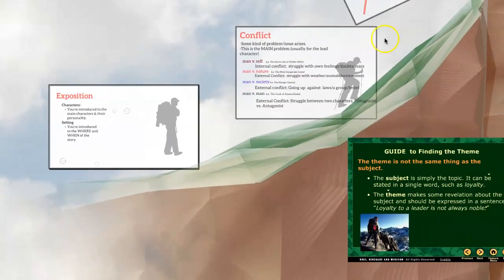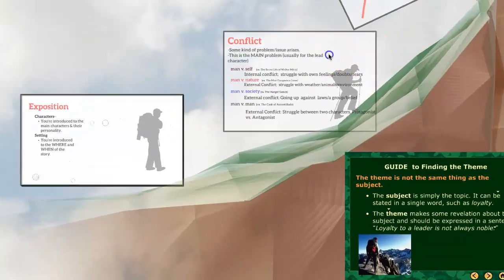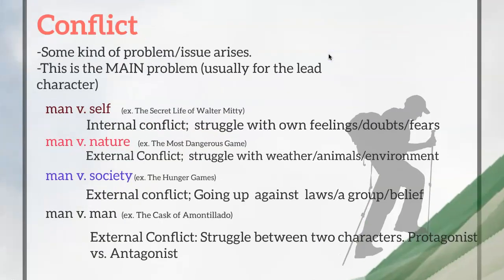Then the next part is the conflict. Now, if you look at the plot diagram, that first little line is your exposition. And then there's like this corner piece. And that corner piece is the inciting incident. That's where it starts to go from a flat into the mountain. And that inciting incident is where the conflict starts. It's something that starts the plot off. It's where the conflict starts.